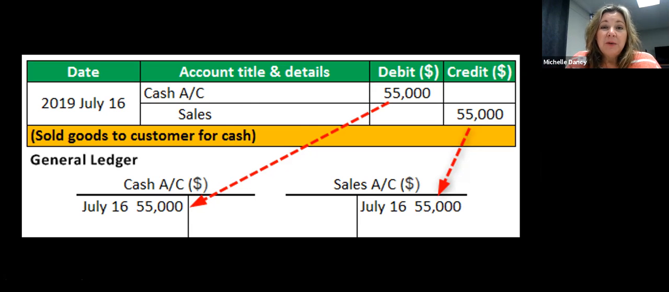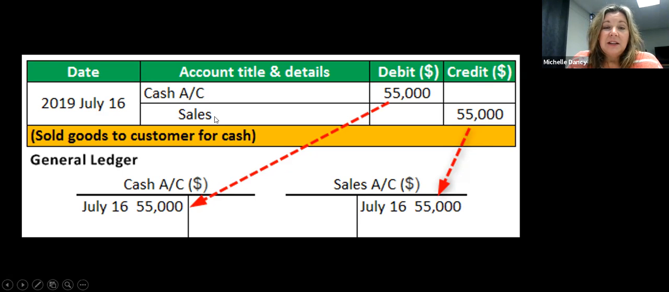Remember earlier, I said posting is basically just copying. So I look up here, and in my journal, the date is July 16th. I go to the first line, and I've got cash, a debit of 55,000. So if we follow this red arrow down here, we have a T account for cash. The date, July 16th, a debit of 55,000. That's it. I'm just copying.